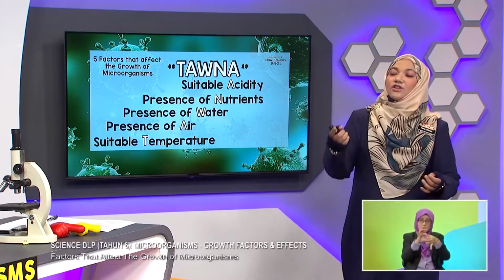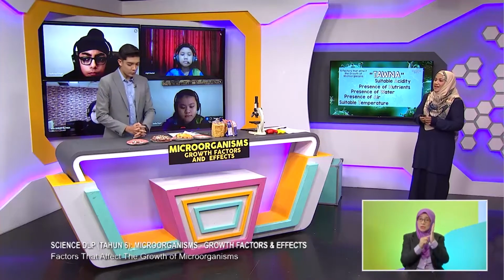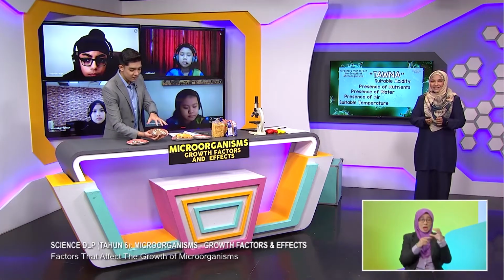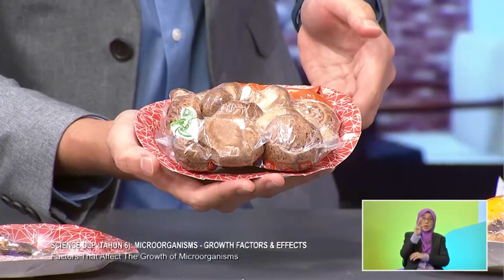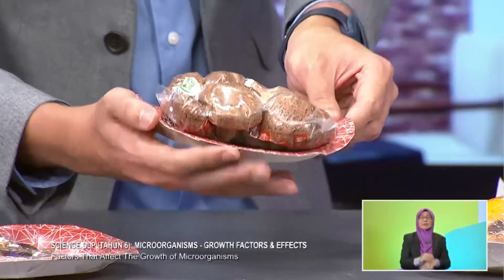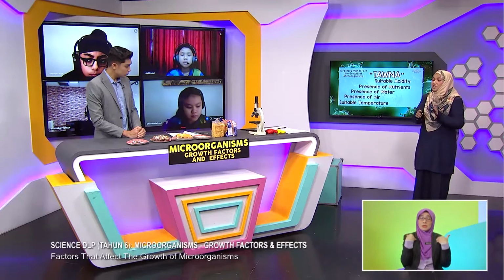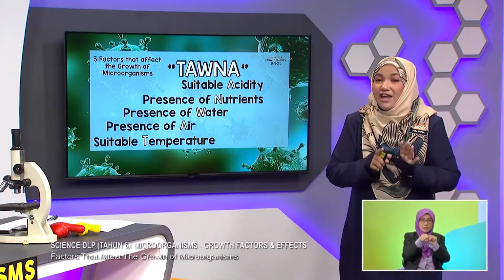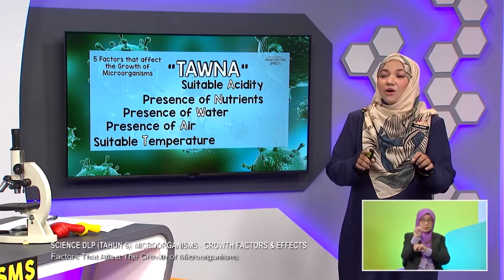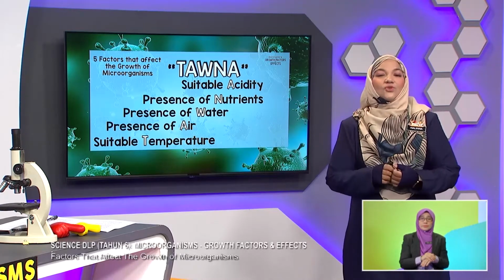Okay, Irfan, can you please show the mushroom inside the vacuum sealed pack? Alright, so it is the second plate here. So this is the mushroom in a vacuum. Because we are going to investigate the presence of air, that means we need to put air as the manipulated variable. That means we must make sure that air does not have any contact with the subject, which is the mushroom. That is why we use a vacuum sealed pack.